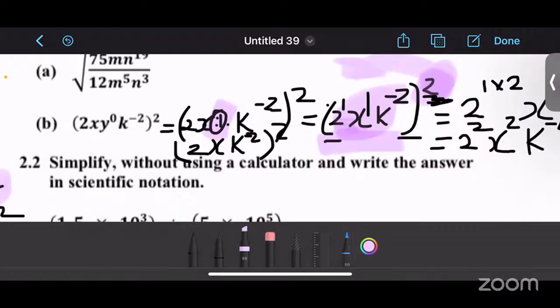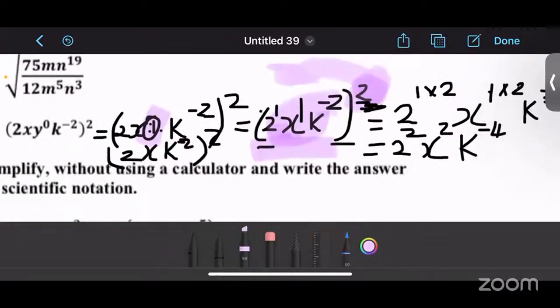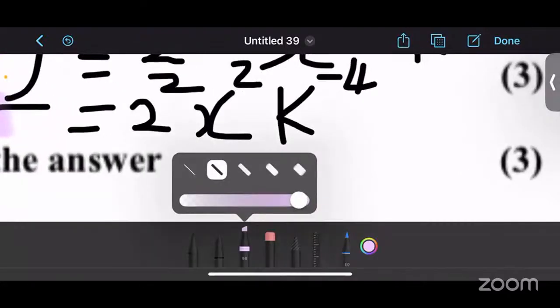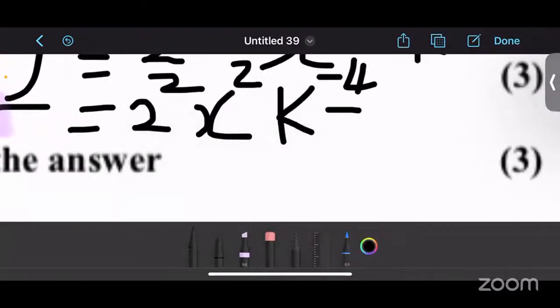Do you understand why? Anything to the power of 0 is equal to 1. If they say y to the power of 0 multiplied by 64, you should know that your answer is going to be 64, because y to the power of 0 is 1 and 1 multiplied by any number is going to be that very same number. So that is why I just remained with 2x k to the power of -2. Okay? Is it clear to everyone? Yes, ma'am. That's good.